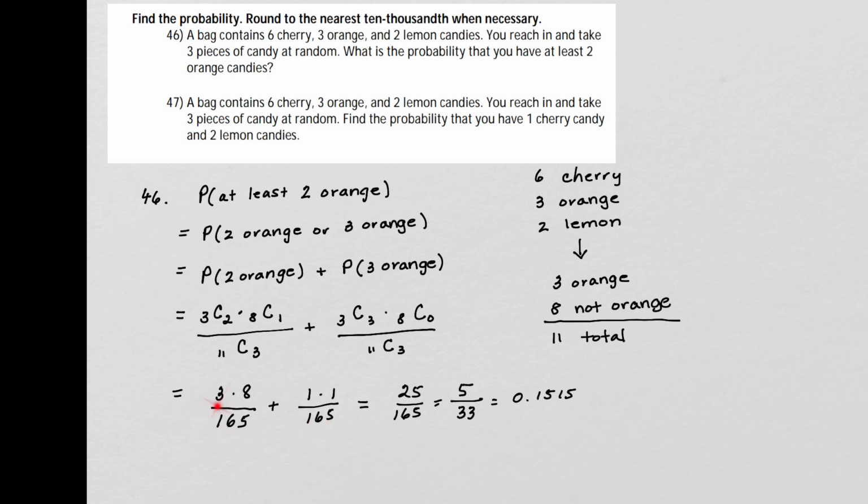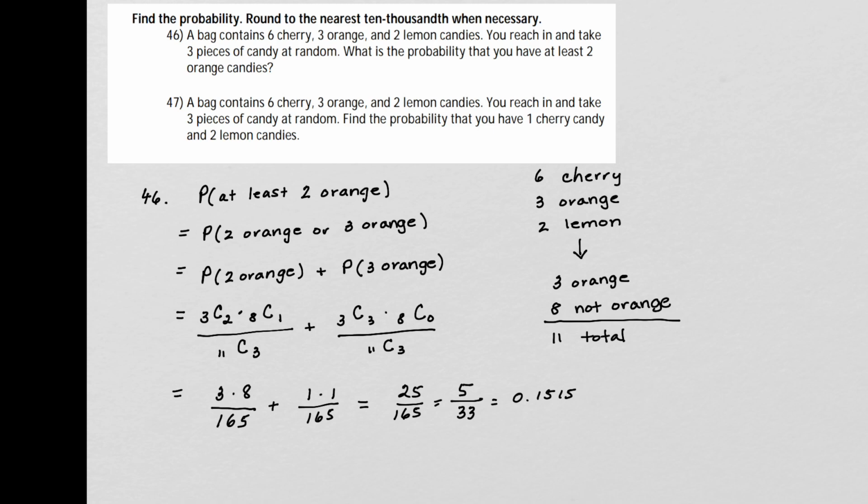Now I can say 3 times 8 is 24. 1 times 1 is 1, and 24 plus 1 is 25. So that's 25 in the numerator and 165 in the denominator. I can simplify that to 5 over 33, and if it says to round to the nearest ten-thousandth, that would be 0.1515.